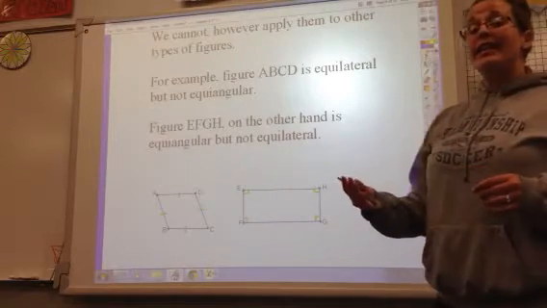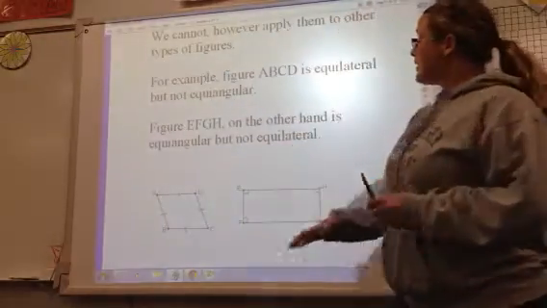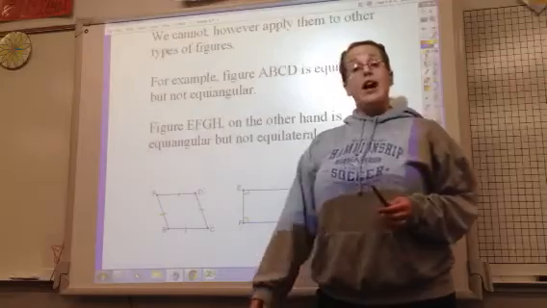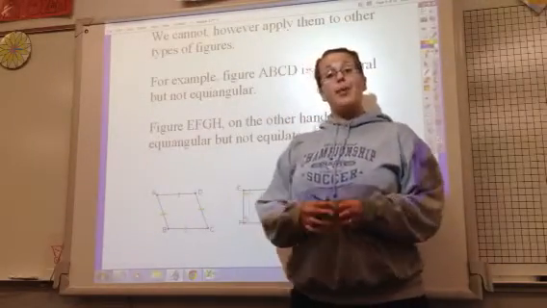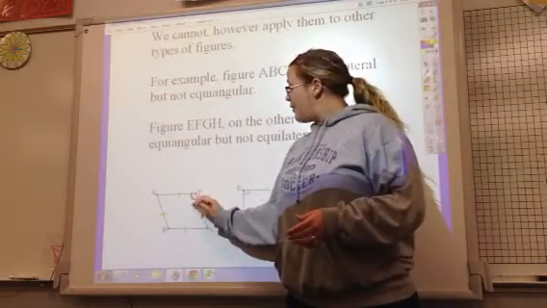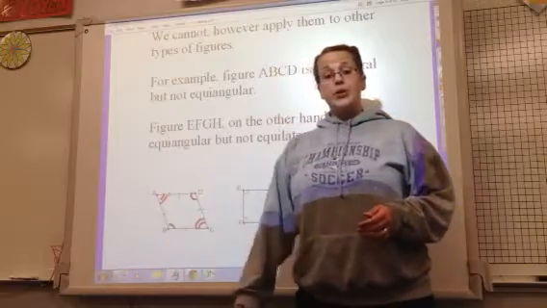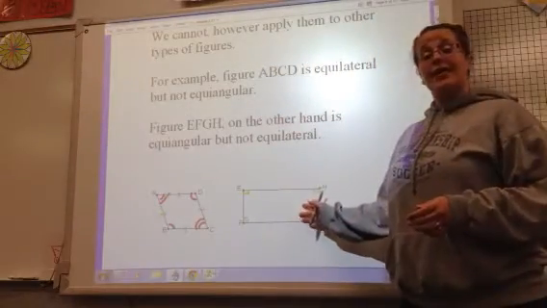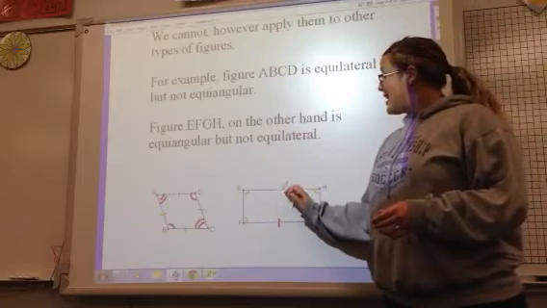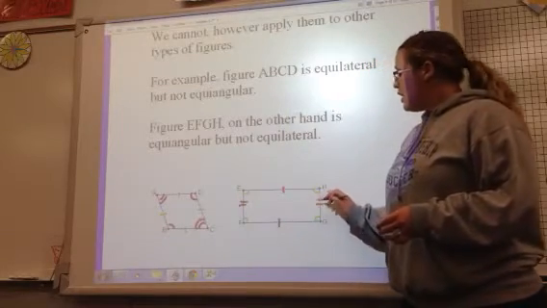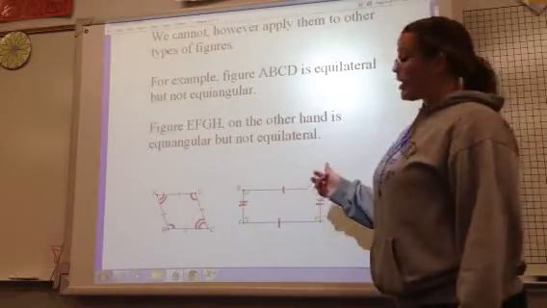We cannot apply these to other shapes. We can only apply these to triangles. So for example, if I'm looking at the rhombus, a rhombus is equilateral. All the sides are the same, but all of the angles are not. In a rhombus, those are congruent, and those are congruent. And a rectangle is equiangular. All of the angles are the same, but all of the sides are not. So we can only apply those two theorems to triangles. We can't apply them to other shapes.